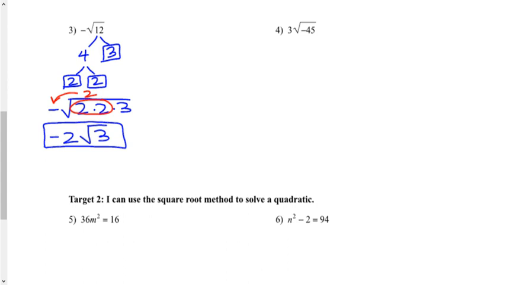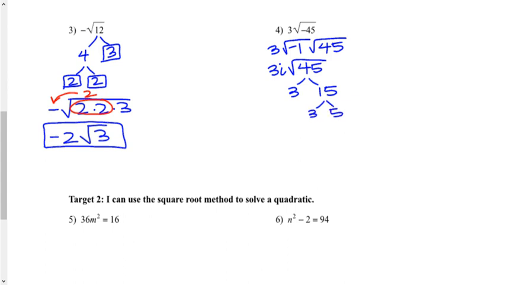And then number 4, 3 root negative 45. So just like in number 2, I'm going to break that negative 45 up into negative 1 times positive 45. So I have 3 times root negative 1 times root 45. And then square root of negative 1 is i. So this becomes 3i root 45. And then I can break this up like normal. I'm going to say 45 is 3 times 15. And you could do 9 times 5. You could do whatever. 15 is 3 times 5. And then those are all prime numbers. I'm just going to box all those.